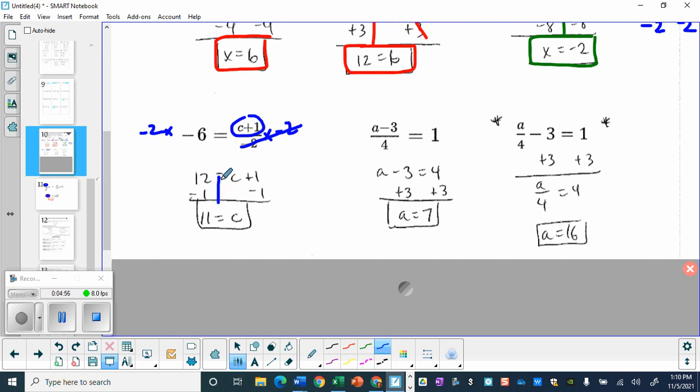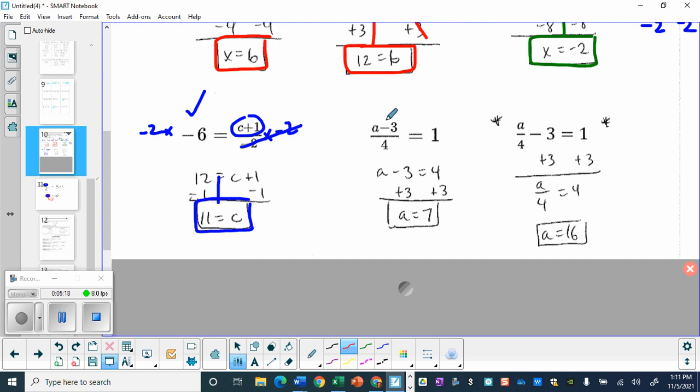Now when I drop my line, my variable is on this side. So I'm going to do the opposite of my constant. So I'm going to take away 1 from both sides, and I'm going to get 11. And if you think about it, 11 plus 1 up here, if we plug it into check, 11 plus 1 is 12. And 12 divided by the negative 2 is a negative 6, so we're good.